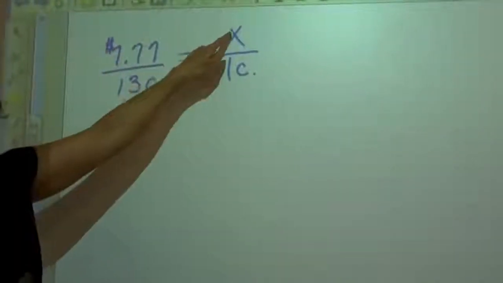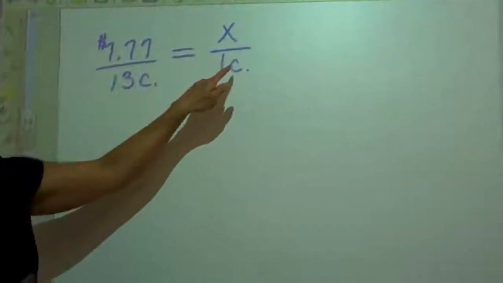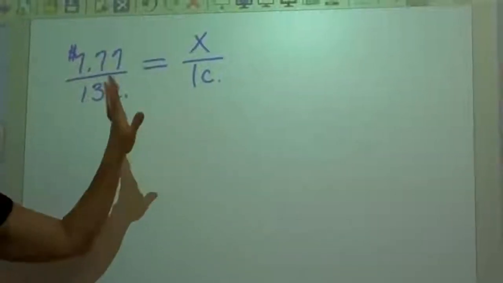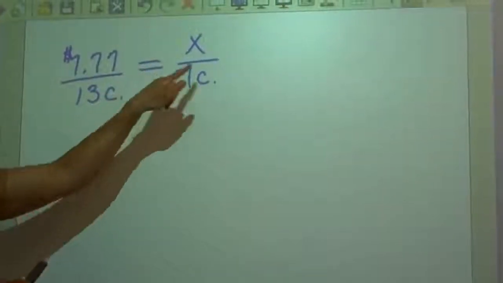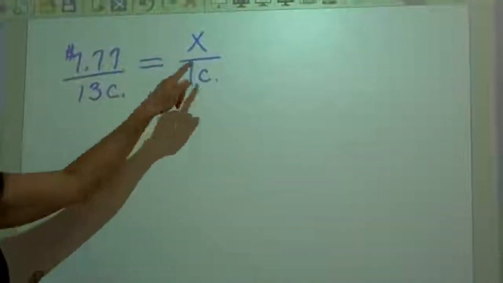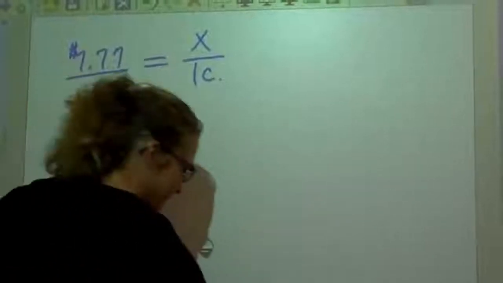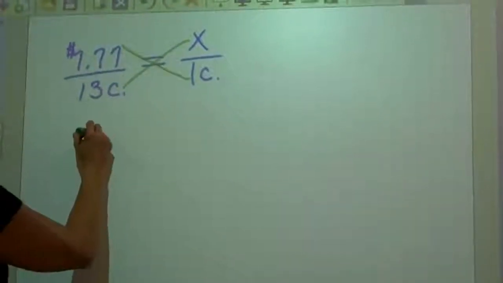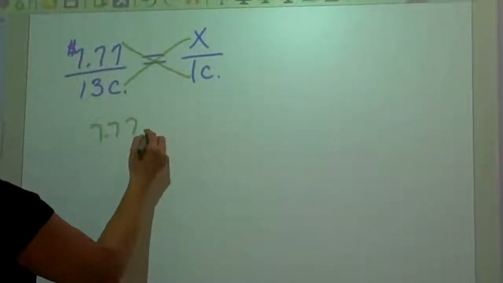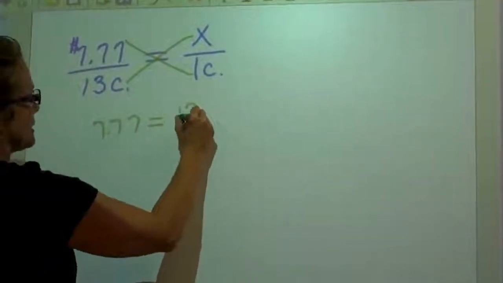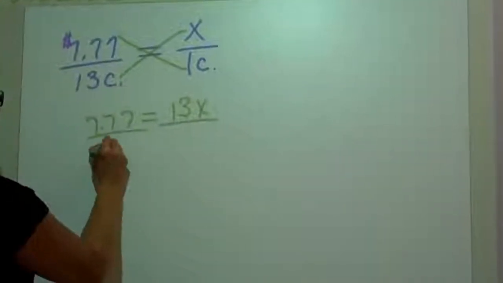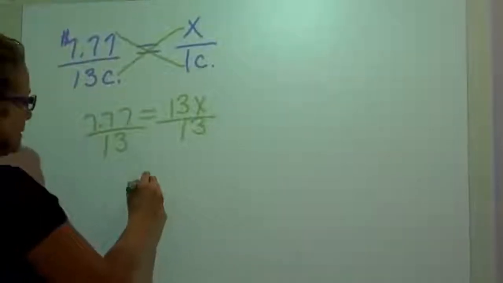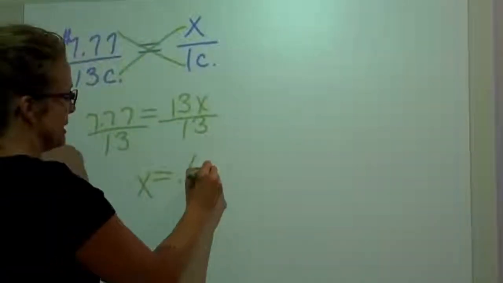We have money to money, cup to cup. Always. It doesn't matter if they're upside down. If you go cup to cup and money to money, nobody cares as long as they match. So money to money, cup to cup. All right, so now all you do is cross multiply. And you get 777 equals 13x. Divide both sides by 13. And this is how you learned it in your Algebra 1 class. And x equals, I believe the answer was 60 cents.